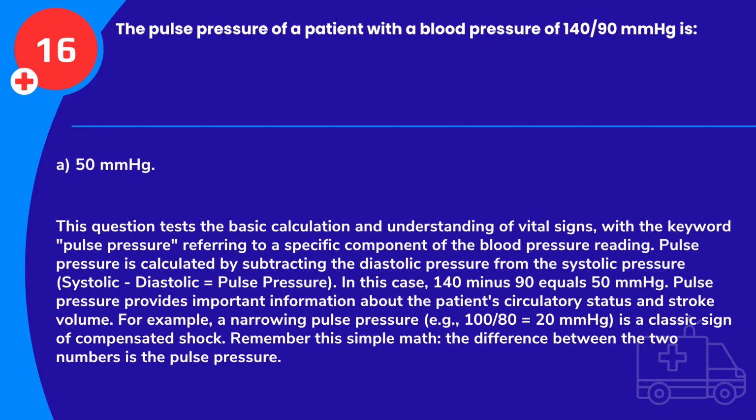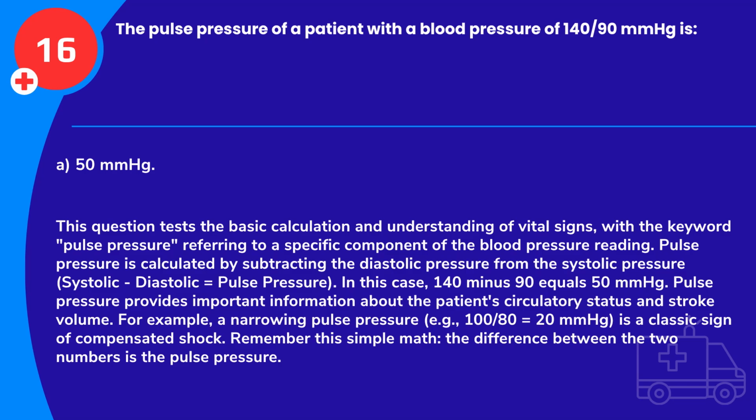Answer: A. 50 millimeters of mercury. This question tests the basic calculation and understanding of vital signs, with the keyword pulse pressure, referring to a specific component of the blood pressure reading. Pulse pressure is calculated by subtracting the diastolic pressure from the systolic pressure. Systolic minus diastolic equals pulse pressure. In this case, 140 minus 90 equals 50 mmHg.